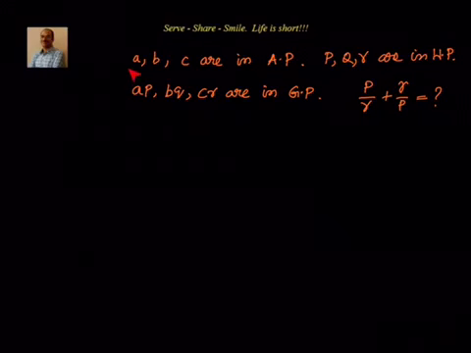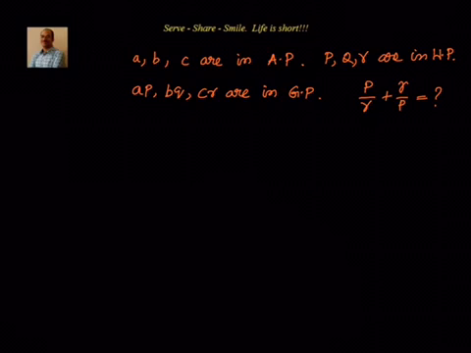What we will do? We know ABC are in AP, so what is the condition that needs to be satisfied? We'll write down. PQR are in HP, we'll write down that condition what needs to be satisfied. Then we will go for AP, BQ, CR, they are in GP. So we'll write down that condition. Then we'll try to simplify this. So let's go ahead and try to solve this together.